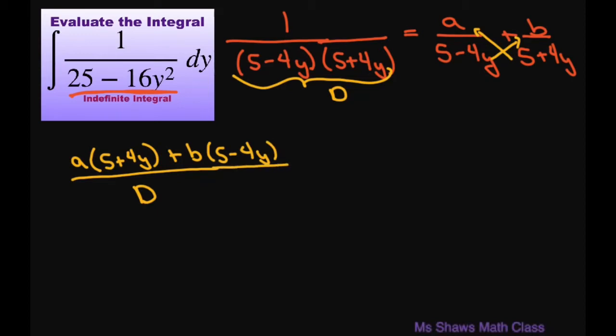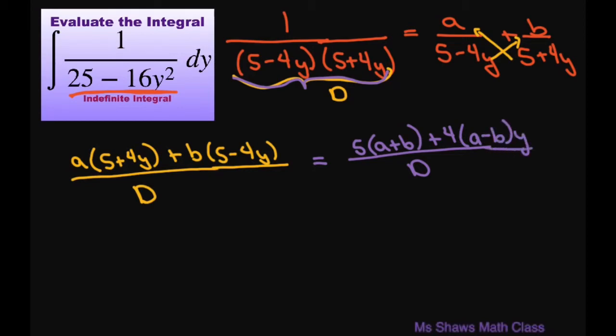Now let's group our y's and our constants together. So I still have my common denominator, which is this piece right here. And if I group my constants together, that's going to be 5 times A plus B plus 4 times A minus B, and then I have my y here.